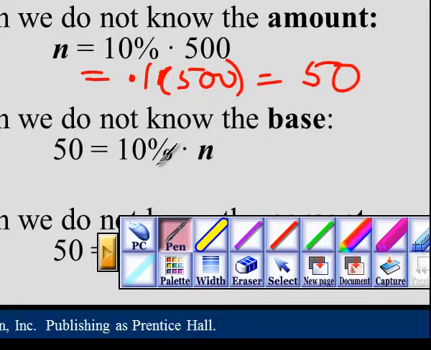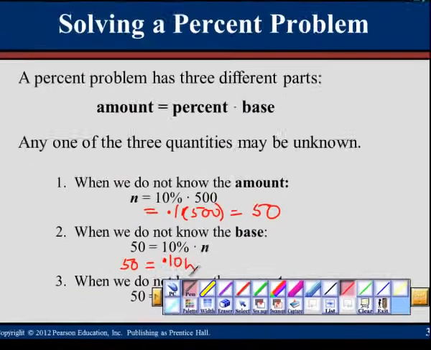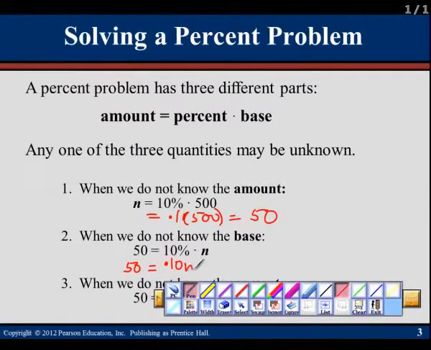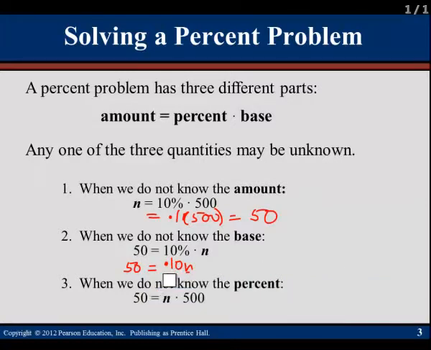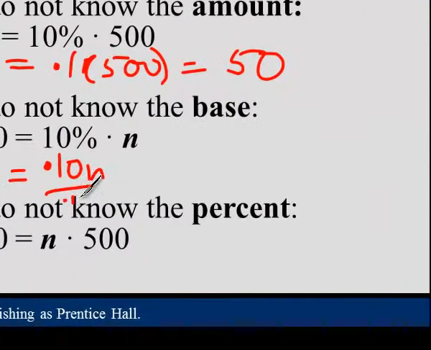Okay, here we do not know the base, but we do know the percentage. Again, convert that to 0.1 equals 250. So that's 0.1 n. And then you divide by 0.1, and you get n equals 500.